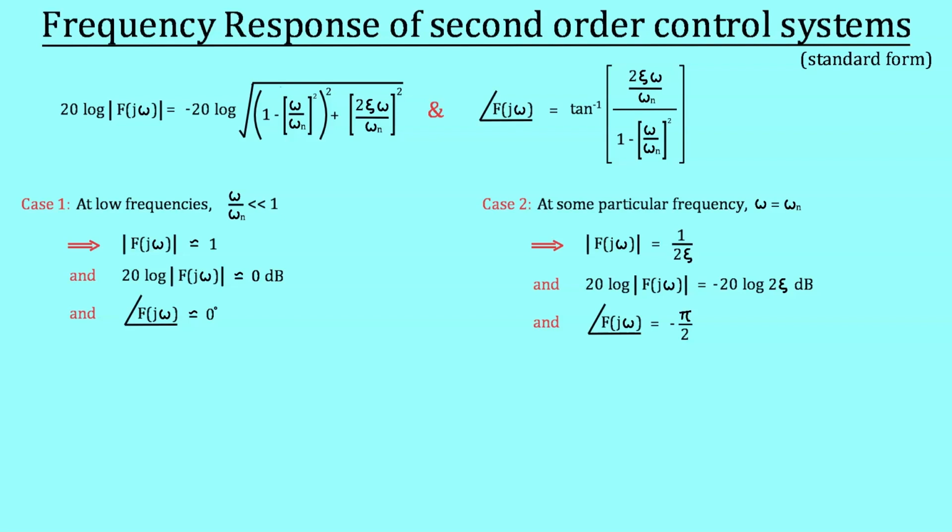In this case, the magnitude will come out to be equal to 1 divided by 2 zeta, and in dB scale it will come out to be equal to minus 20 into log of 2 zeta, and the phase shift in this case will come out to be equal to minus pi by 2.